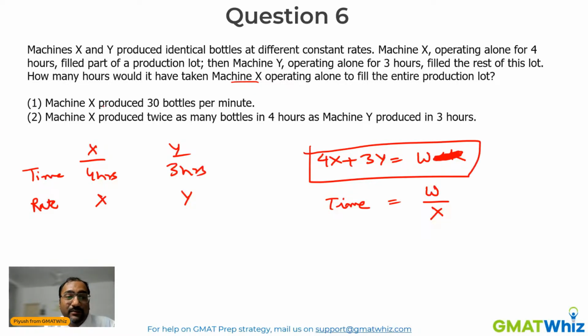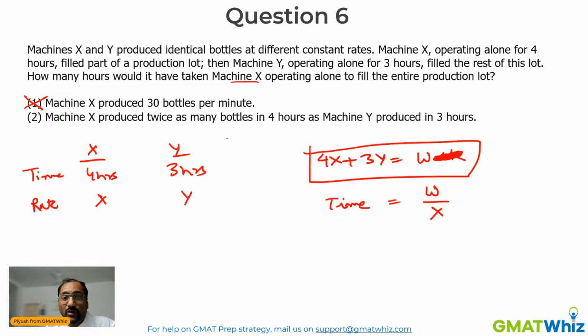Statement 1 tells me machine X produced 30 bottles per minute. But again, how many bottles are there in a lot? That is not given. It doesn't matter, I don't only care about how many lots they are working on, the entire lot. So this doesn't help us in any way.